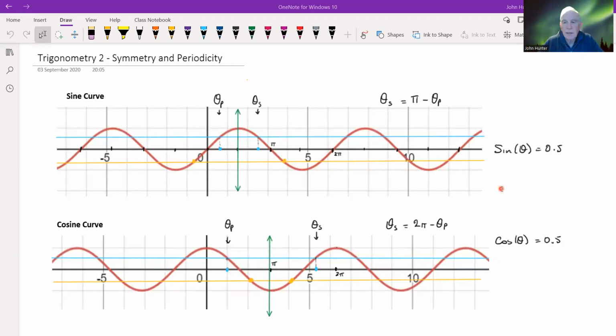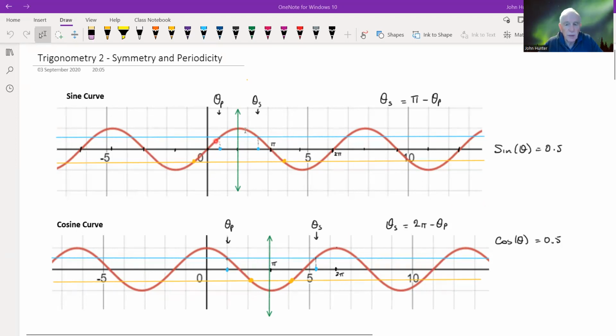Okay, this is a video about symmetry and periodicity. This is part of the trigonometry section, and really it's about identifying multiple solutions to trigonometrical equations. So let's just have a look at this sine curve, for instance.